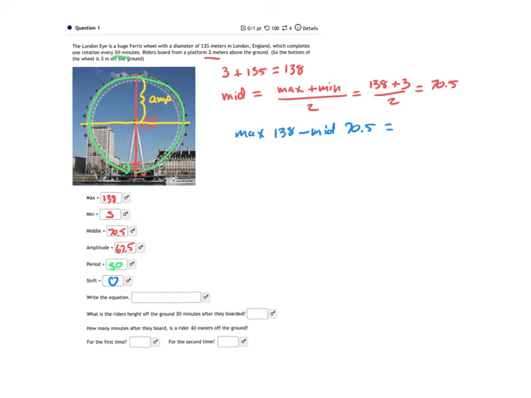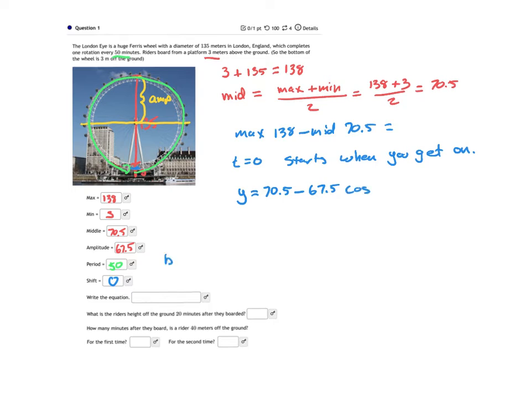So we're going to say that time t equals 0 starts when you get on the ride. So when you get on the ride, you're at the minimum. If you're at the minimum, that means it's going to be a cosine equation, and it's going to be negative. So we start with y equals my middle, 70.5, minus, because it starts at a minimum, so minus 67.5, which is the amplitude, times the cosine.